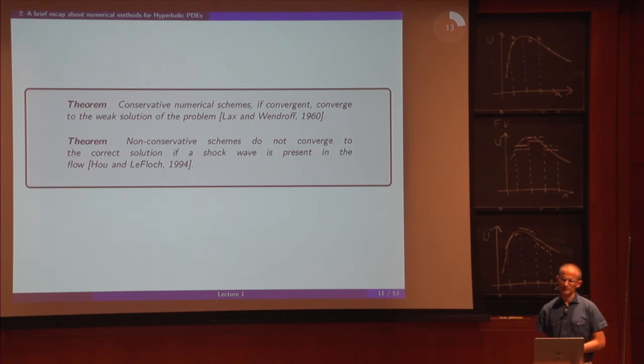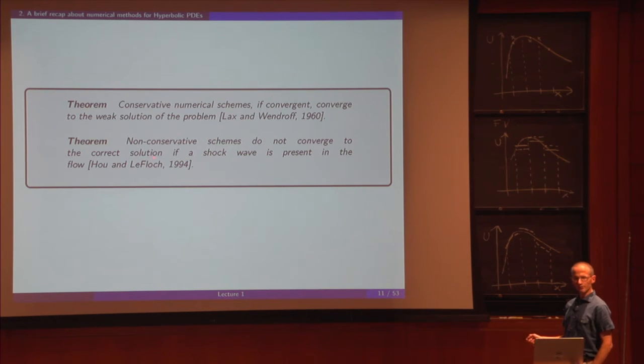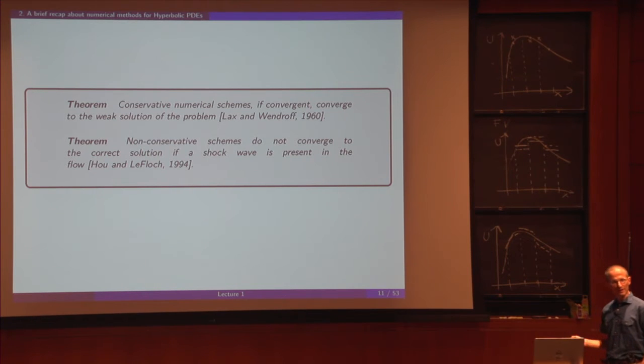Why mention this property? It's not just for academic. Because conservative numerical schemes, according to this theorem proved a long time ago, if convergent, converge to the weak solution of the problem. I will say something about the weak solution in a second, but this is a positive result as it stands, right? They converge to a solution, the weak solution.